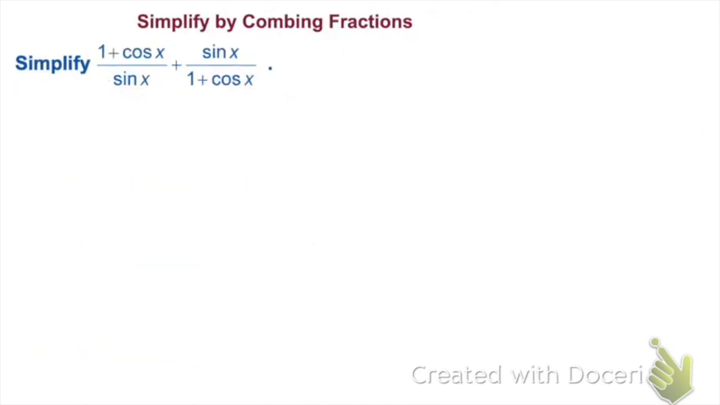Here we have, simplify, 1 plus cosine x over sine x plus sine x over 1 plus cosine x. Again, to combine, the first thing we need to do is get common denominators. So multiply this by 1 plus cosine x, both numerator and denominator, multiply this, the other side, by sine x, both numerator and denominator. I'm going to leave them separated right now. We have 1 plus cosine x times 1 plus cosine x. I will leave them separated for now.